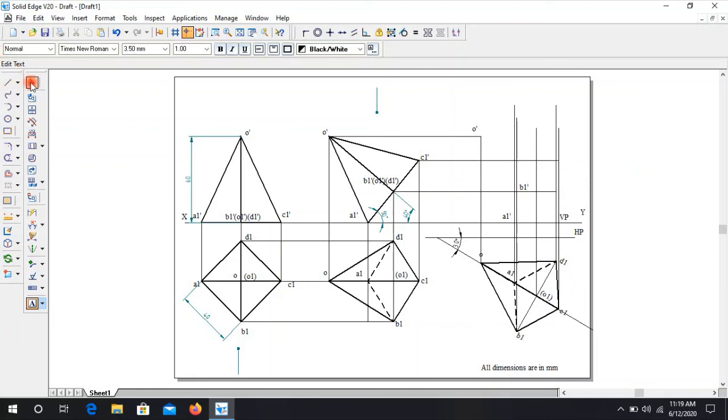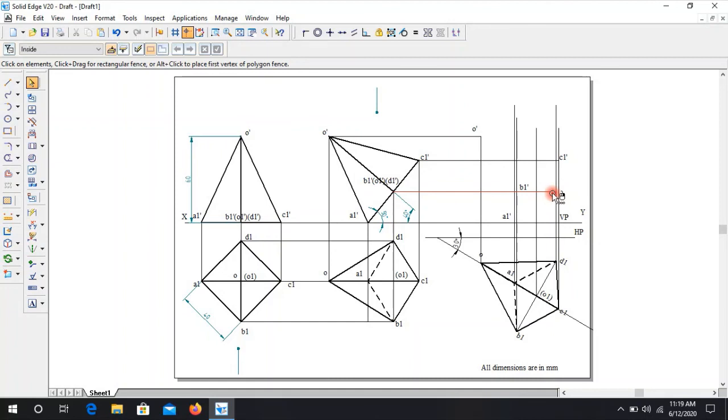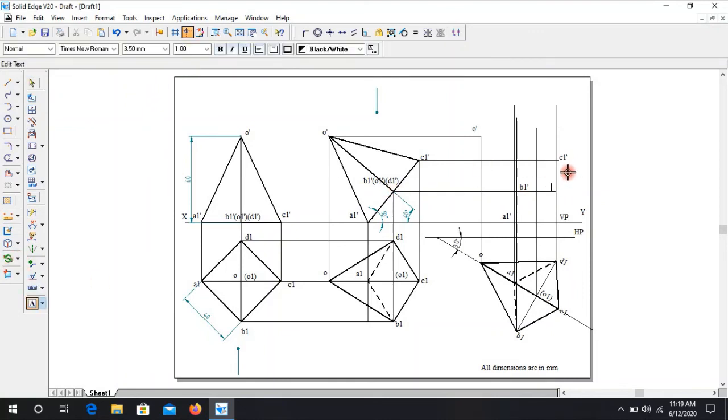This intersection point will be C1 dash, because this is the horizontal line from C1 and this is the vertical line from C1. Intersection point will be C1 dash, and the last point D1. So this point will be D1 dash. We will locate O1 point also. This will be point O1 dash. I will trim or erase all the extra lines.